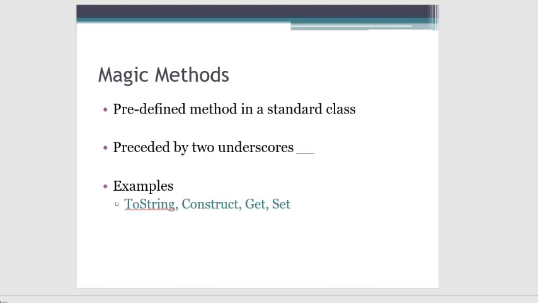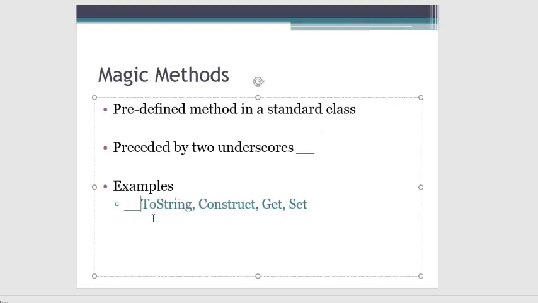Magic methods. I just love this phrase. In PHP, the predefined methods in a standard class are referred to as magic methods. When you are defining a magic method, it is preceded by 2 underscores. So if you go underscore toString, you are defining the toString method of an object. We are going to do toString. We are going to do construct.